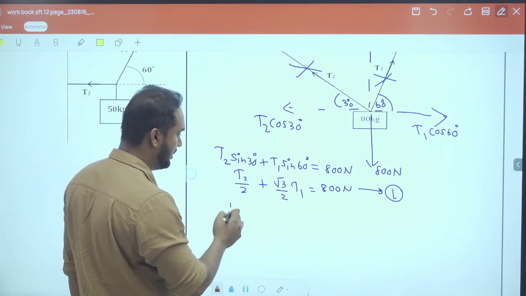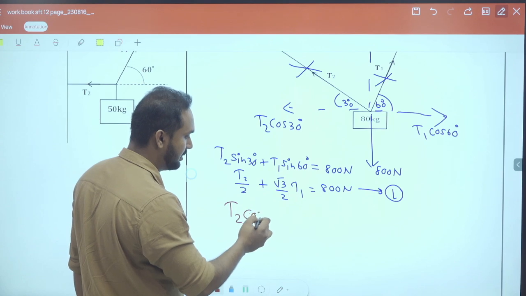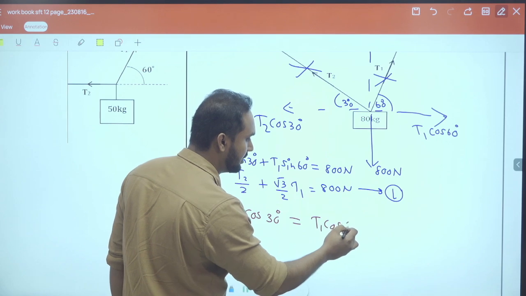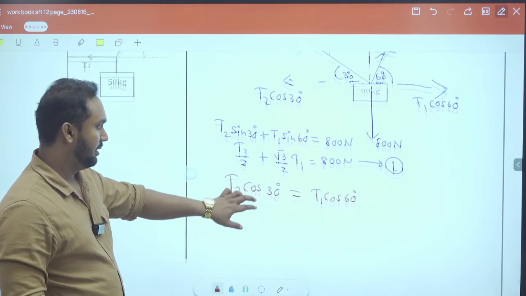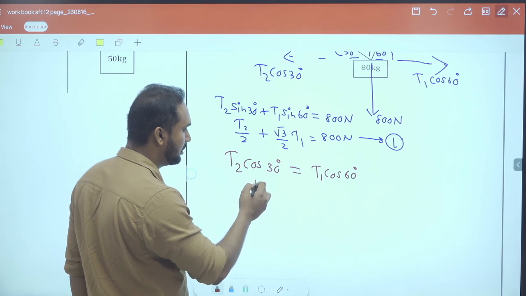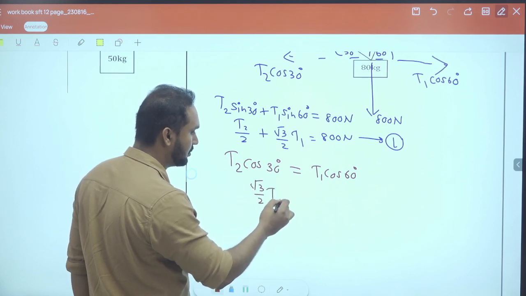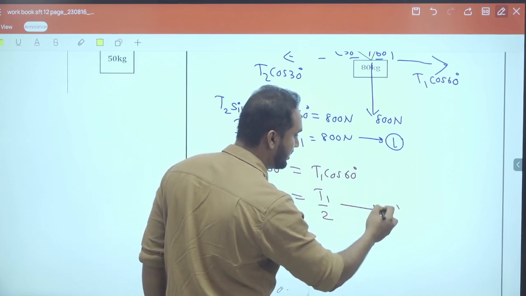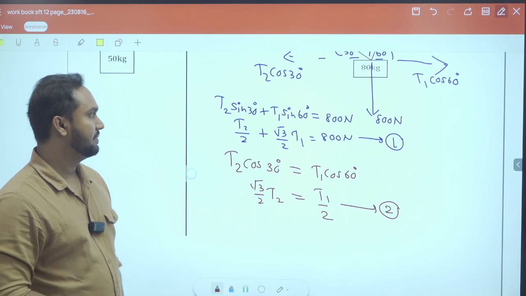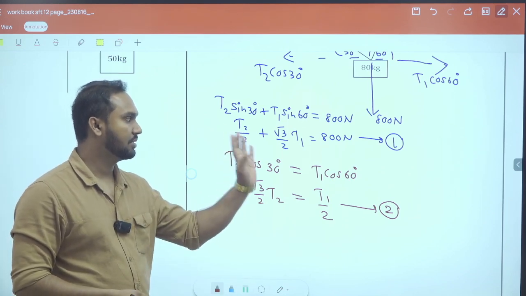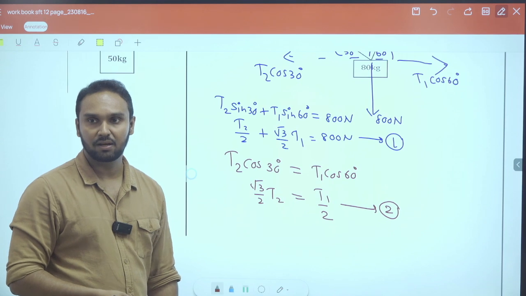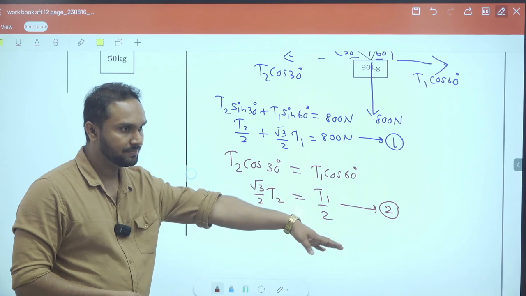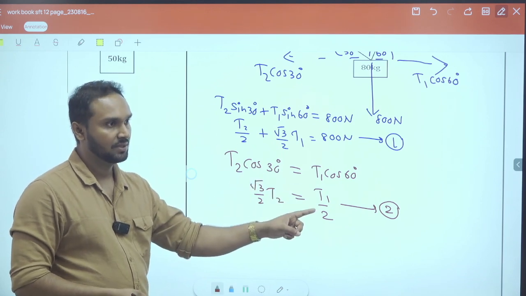Now tell me the forces. T2 cos 30 should equal T1 cos 60, right? So tell me the values. Cos 30 is root 3 over 2 T2. Cos 60 is half, so T1 half. This is the second equation. Now we have two equations with two unknown factors, and you have to isolate one. You have to remove one of either T1 or T2 to simplify.